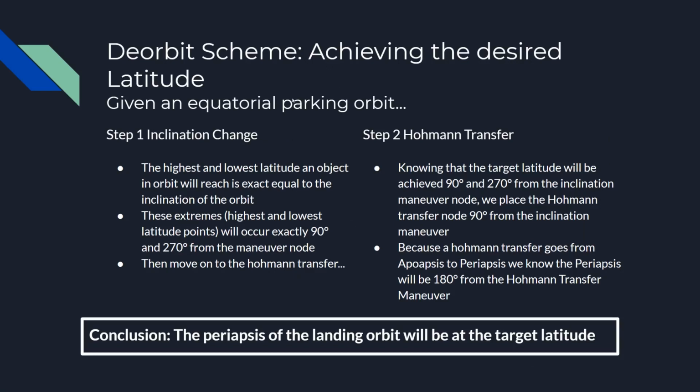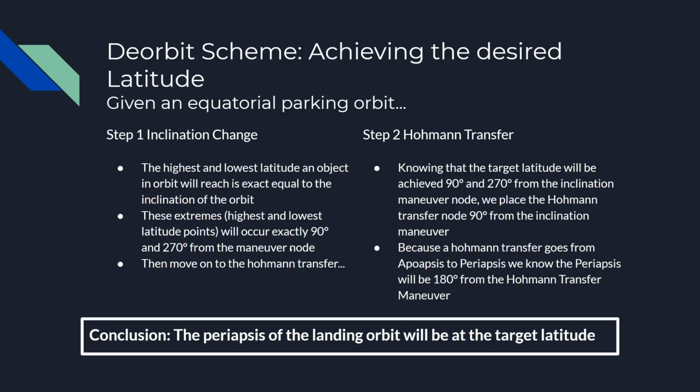So how to achieve the latitude: the first thing that you need to know is that whenever you make an inclination change in a circular orbit that's on the equator, the maximum latitudes will actually occur either 90 degrees or 270 degrees from that maneuver node.